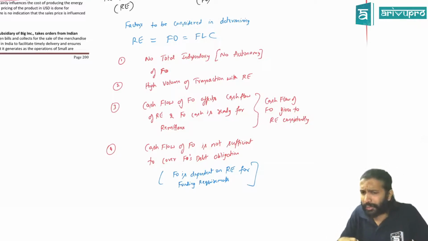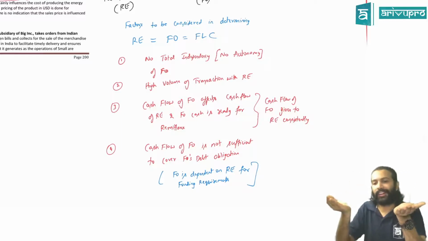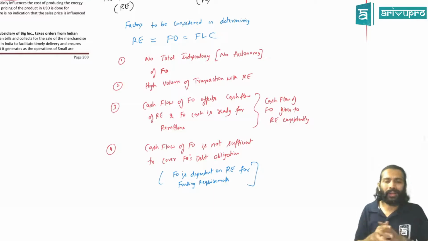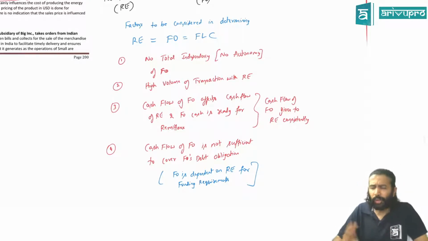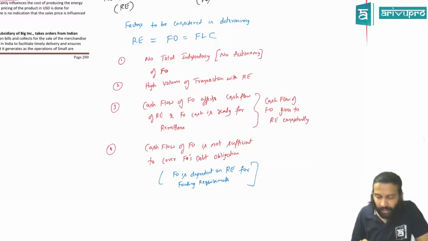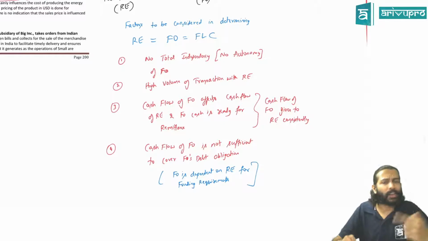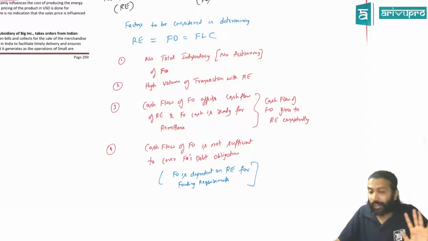What are we looking at? Whether the foreign operation and reporting entity have the same functional currency. To test that, we have 4 here. One is no independence basically. Second one is what? High volume of transactions with the reporting entity. The foreign operation and reporting entity are transacting quite often. How often? Not defined. What is high volume? Not defined. Case to case basis again.